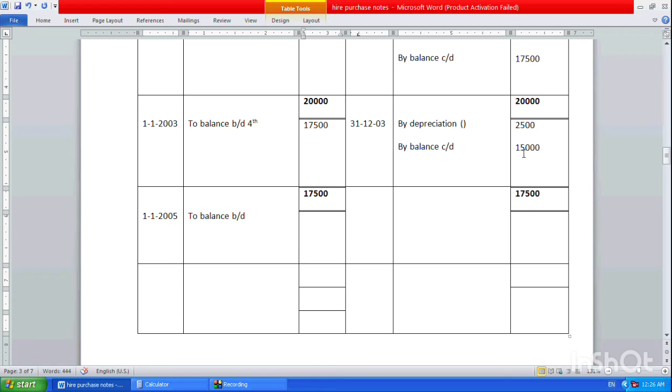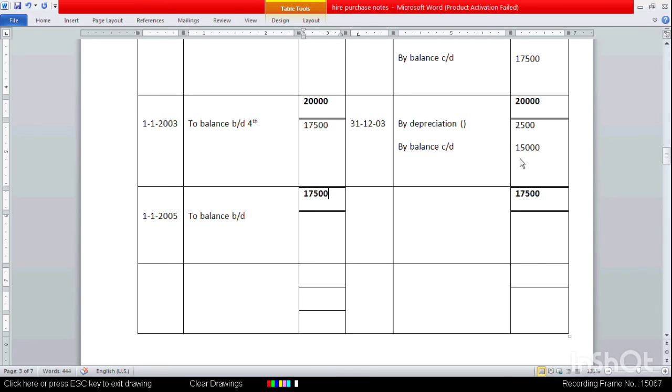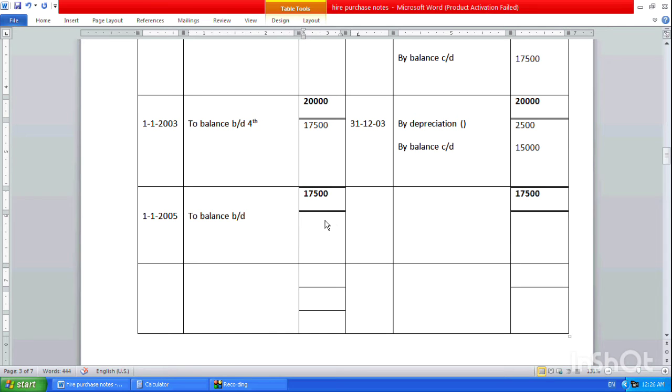Okay, now the last. Here is 15,000. This will be right here. Transfer. So balance carried down here, balance brought down 1st January 2004, 15,000, right? 15,000.